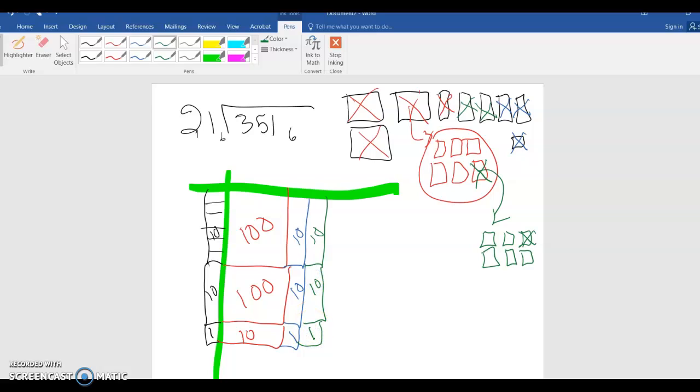Now I'm going to do this again. So I'm going to pick 2 more. 1, 2, and I need 1 unit. So here's another 10, 10, 1. Now I'm going to pick 2 more.